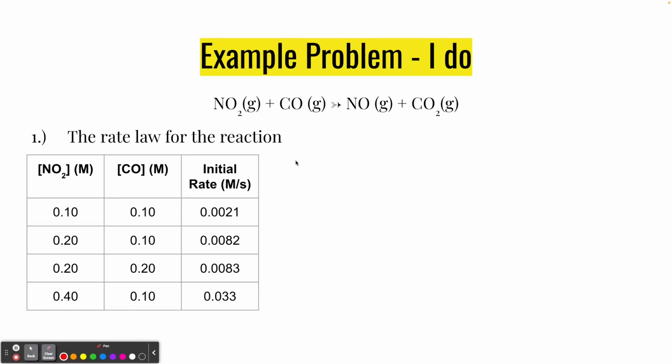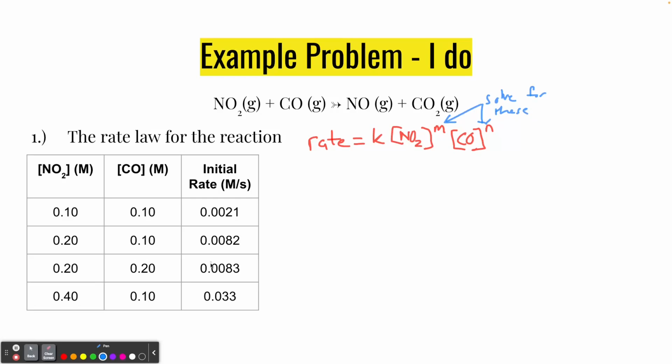But just remember, for a rate law, the expression here is: rate is equal to K times the concentration of nitrogen dioxide raised to some power M times the concentration of CO, carbon monoxide, raised to some power N. Now, in order for us to have this rate law completely written, we have to solve for M and N. So solve for the exponents. Okay, so that's what we need.